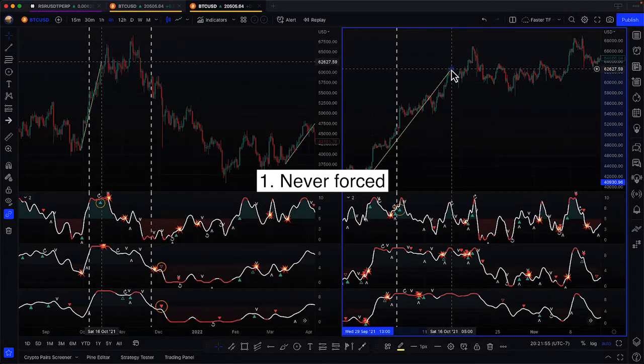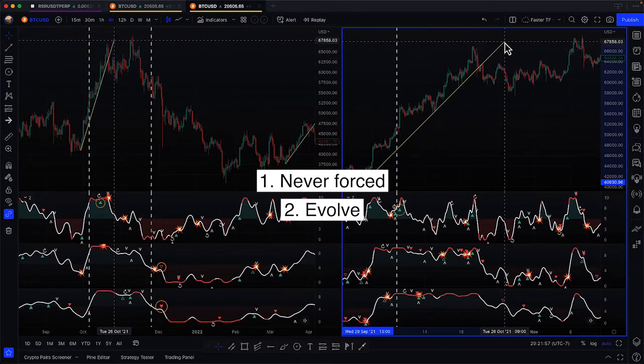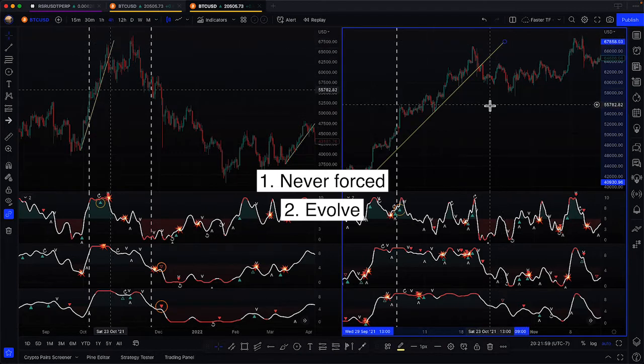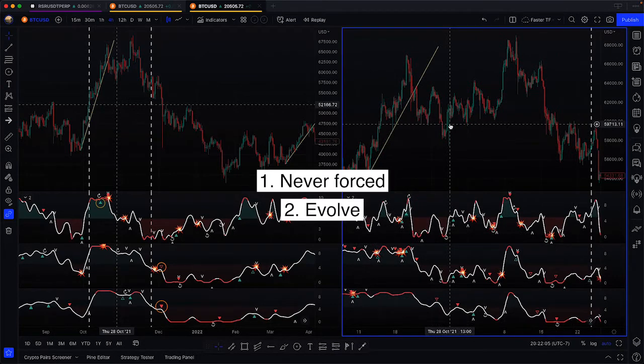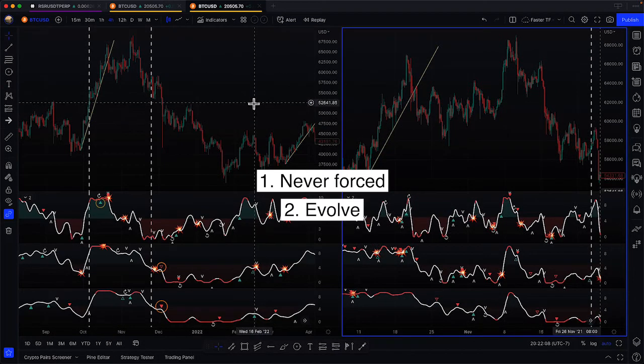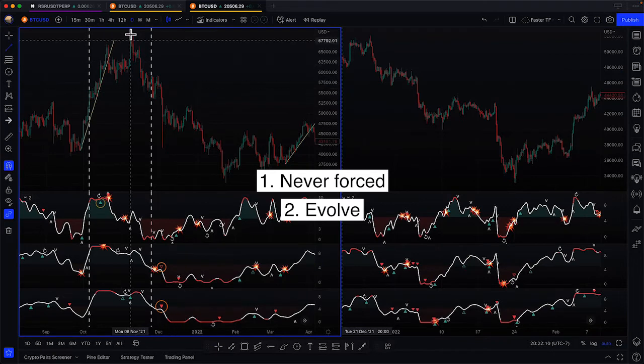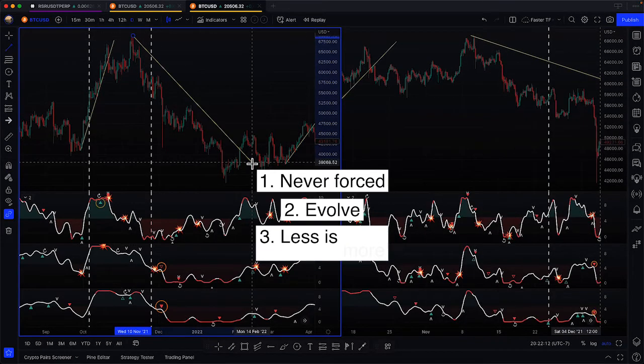Trend lines evolve and have to be adjusted as the price action evolves. So trend lines need to be constantly adjusted and often make the chart a little bit messy. However, you don't need all the lines, you just need to find the active ones. Less is more here.